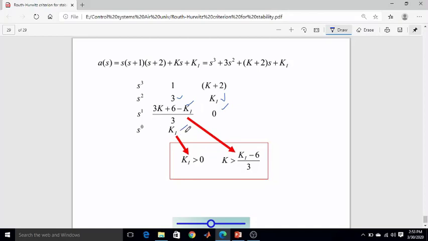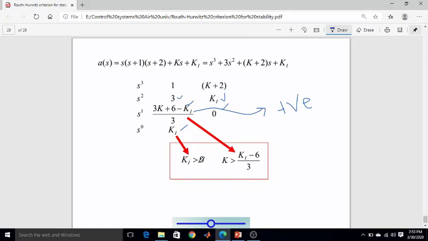We need to find the stable ranges of these two parameters. Now we want that this row should have no sign changes. Since this is positive, this is positive, this element should also be positive, so ki should be positive, and this element should also be positive. Okay, how do we get this? We equate this greater than 0 and we solve for it. For k, we say that k is greater than (ki minus 6) over 3.